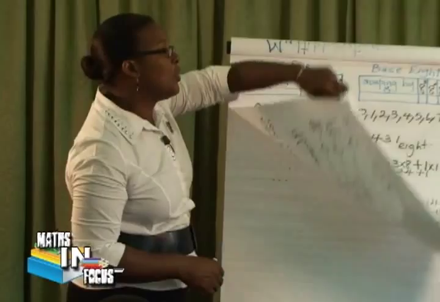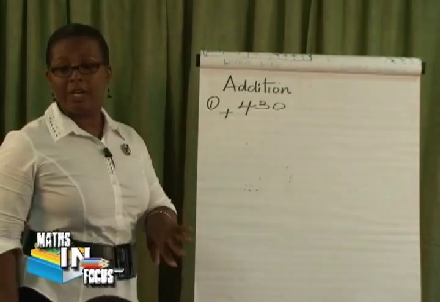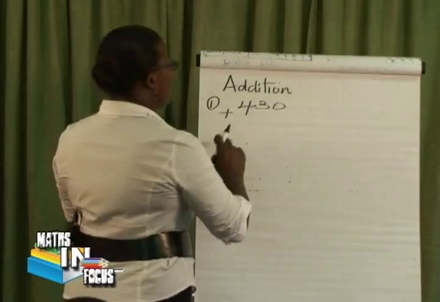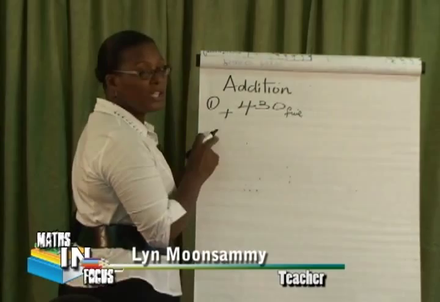Good, now let's continue our exploration by performing the operation of addition. Now first we're going to add in the base 5 system, and then we're going to move to the base 8. So we have 430 base 5, and we want to add that to 132 base 5.